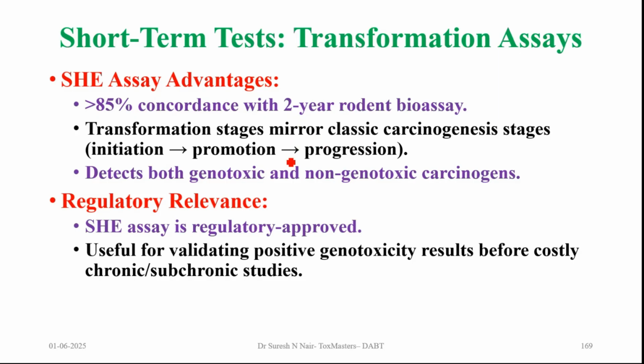the classical carcinogenesis. That is, there will be cells in the initiation state, cells in the promotion state, and cells in the progression state. Okay, and it is capable of, especially in vivo test, finding out the genotoxic and non-genotoxic classes.